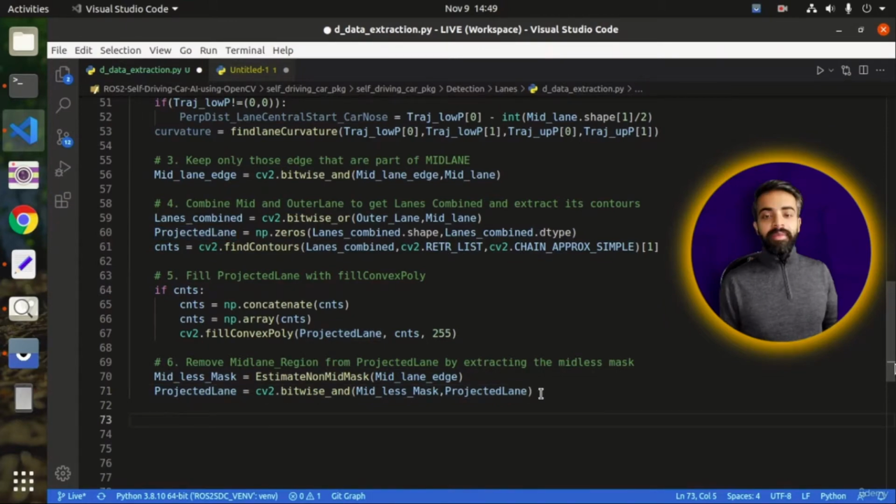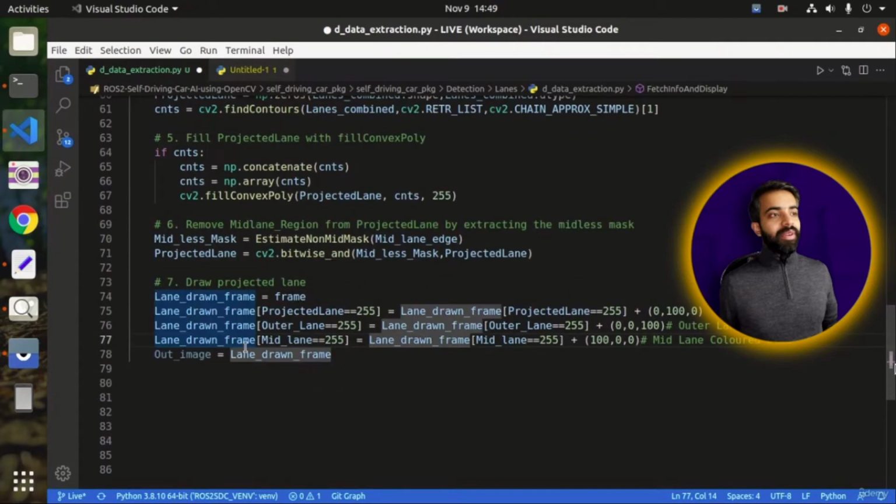Now the next thing that we need to do is simply draw the projected lane on that particular lane draw frame. Once we draw that frame, we can see whether the region that we have drawn is the actual region in which the car can move. Proceeding further, we now draw the two things that were the lane trajectory and the car's direction. These two things that we mentioned in the first step can now be drawn using the cv2.line command.